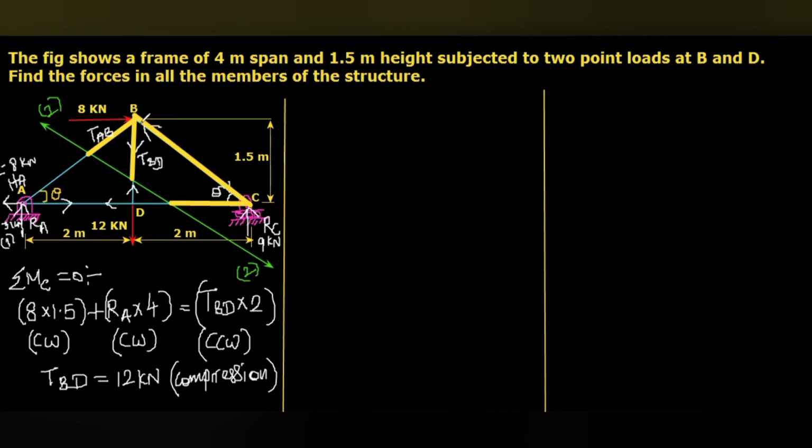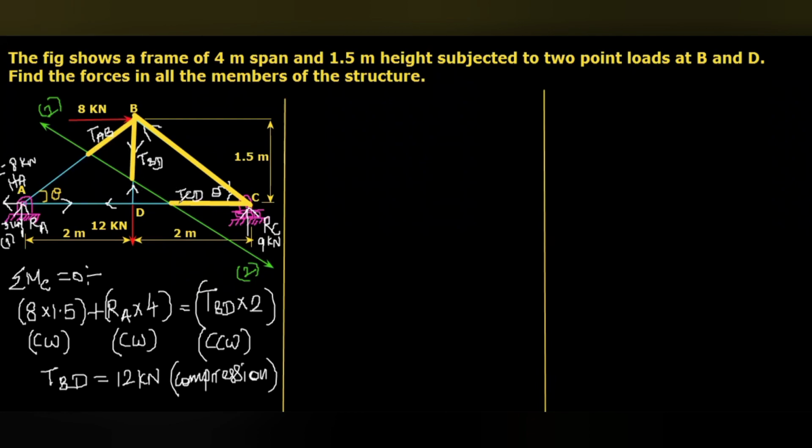Guys, BC is a whole member. It is not cut by the section line, so we will not consider the forces in that particular member, even though it is present in the considered portion. The whole member, the forces we won't consider. Then this one, CD, tension in the member CD. Here, AB and CD, these 2 forces we have to calculate.